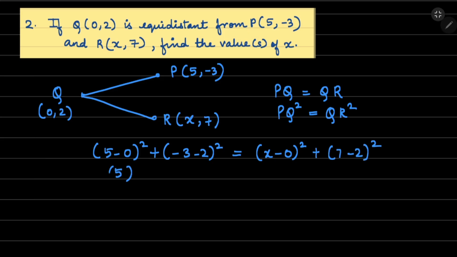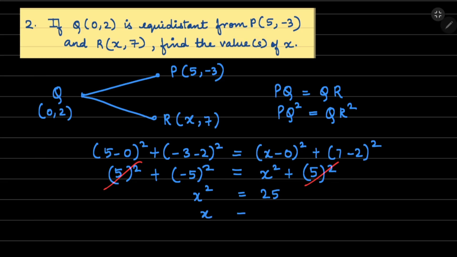So this is nothing but 5 square plus minus 5 the whole square, equal to x minus 0, which is x square, plus again 5 square, isn't it? So from either side you can just cancel the 5 square. What is left is x square equal to minus 5 the whole square, which is just 25, and x is equal to plus or minus root of 25, which is just 5. So x can either be plus 5 or minus 5. That's the value of x here.